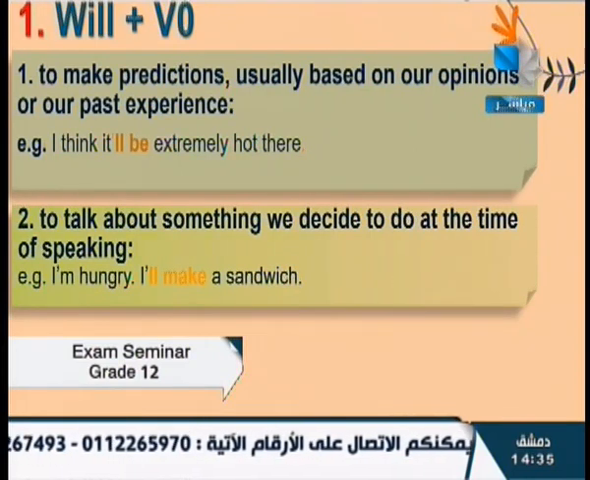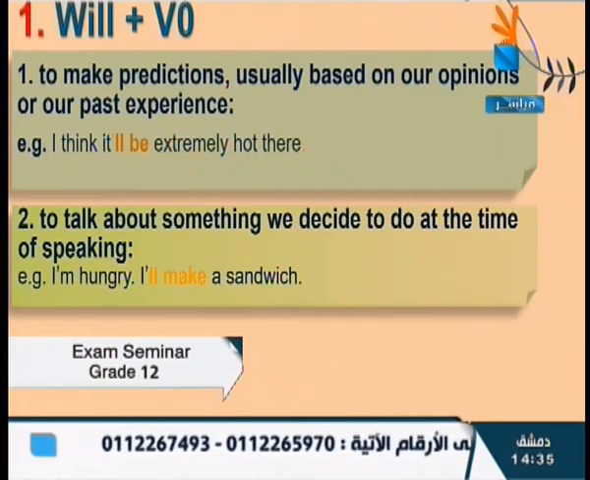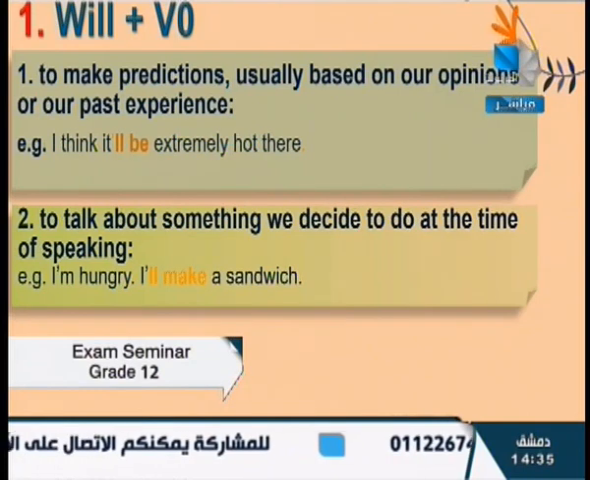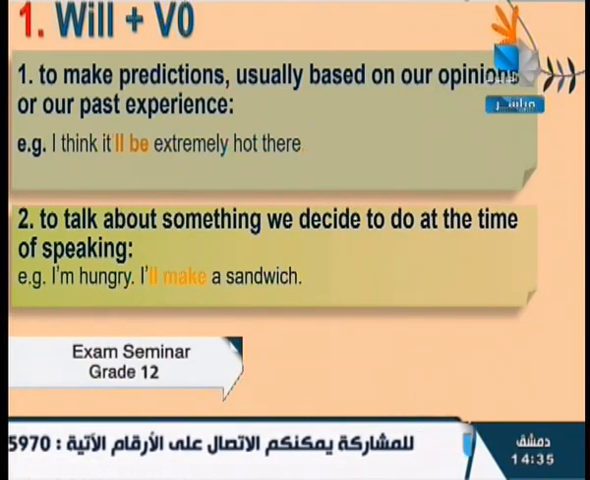Someone is knocking at the door. I'll open the door. I'll open it. It is a sudden decision. We don't have any idea about it before, right? We decide suddenly something, so that's why we use will.